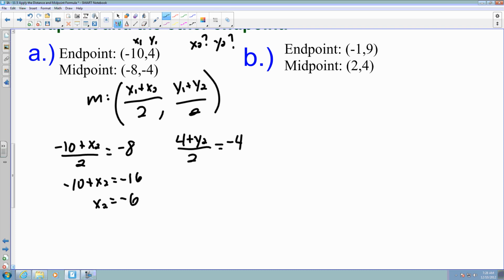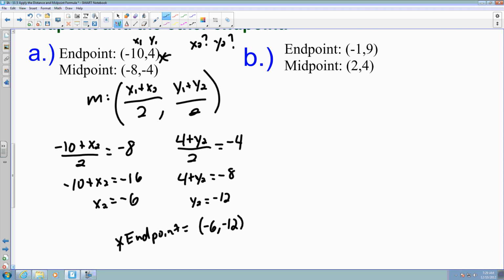And for our y value, I'm going to again multiply both sides by 2, so it gives me 4 plus y2 equals negative 8. I'm going to subtract 4 from both sides, it gives me y2 equals negative 12. So the other endpoint equals negative 6 comma negative 12. And if you wanted to check your answer, you could use this as your endpoint and this as your endpoint, use the midpoint formula, and you should come out with negative 8 comma negative 4.